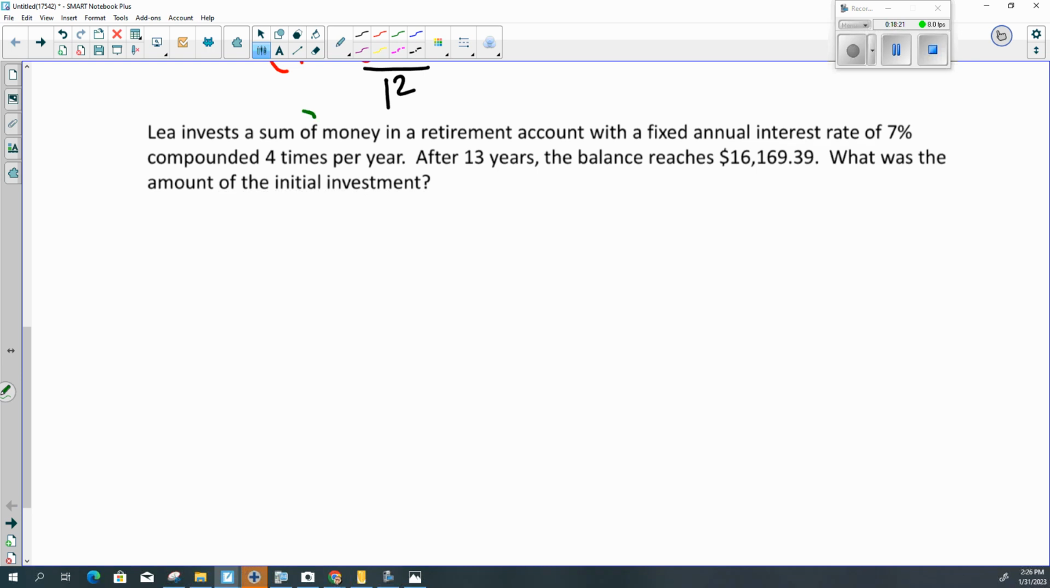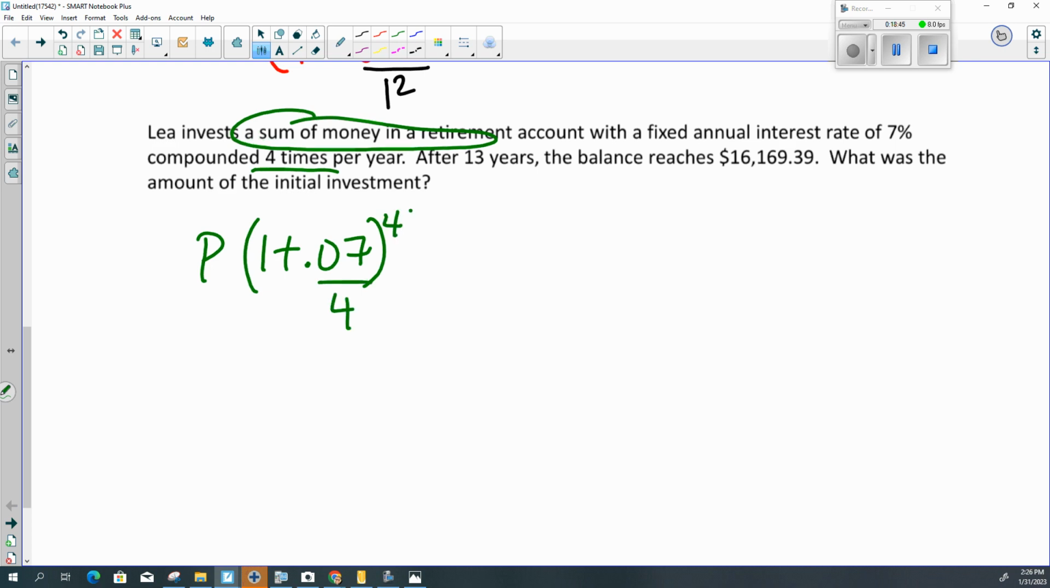Lee invests a sum of money. We don't know what it is. Let's just call it P. We just don't know his principal. They did not tell it to us in this equation. It has a fixed annual interest rate of 7%, so that's going to go on the same. And it compounds 4 times a year after 13 years, and the balance is $16,169.39.